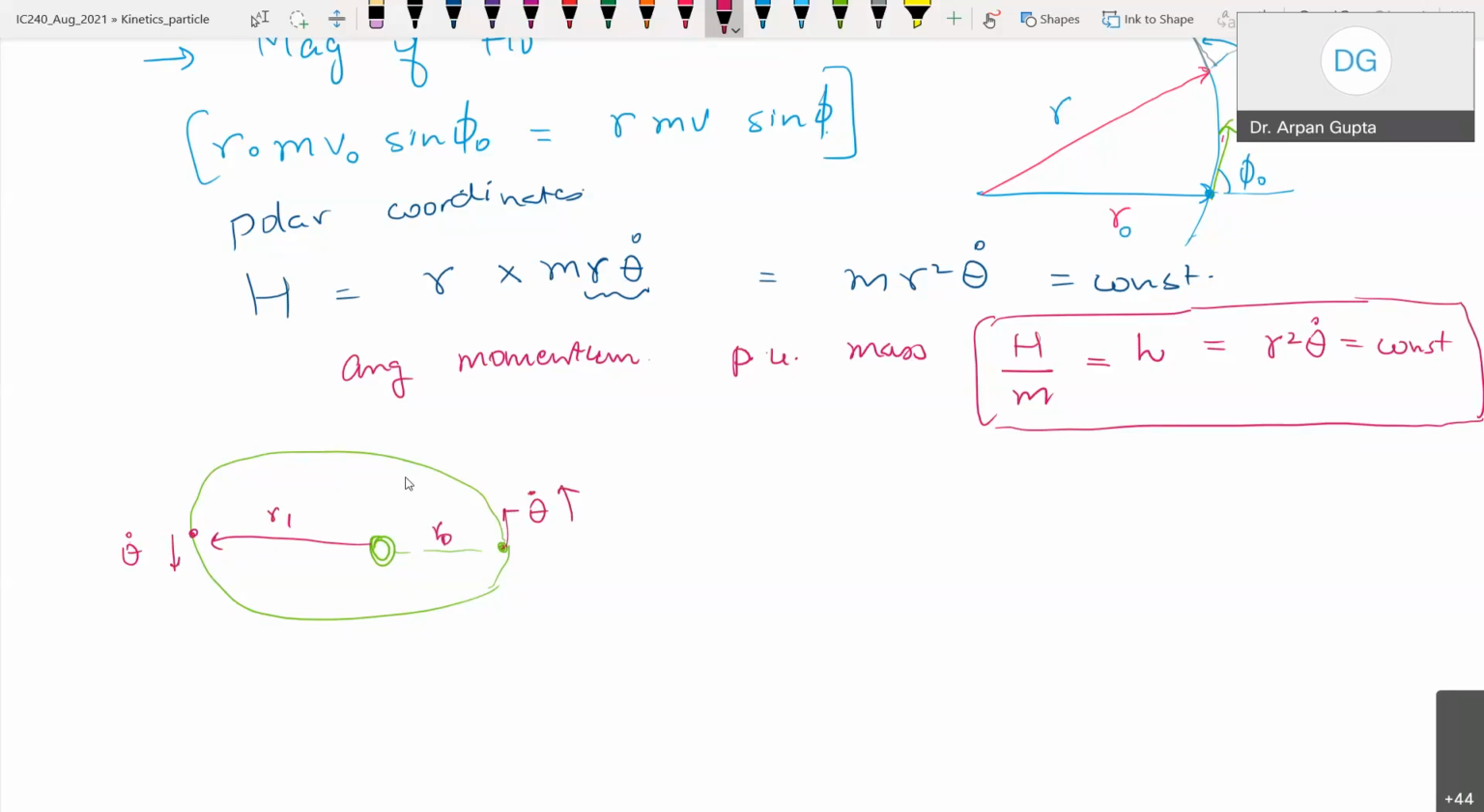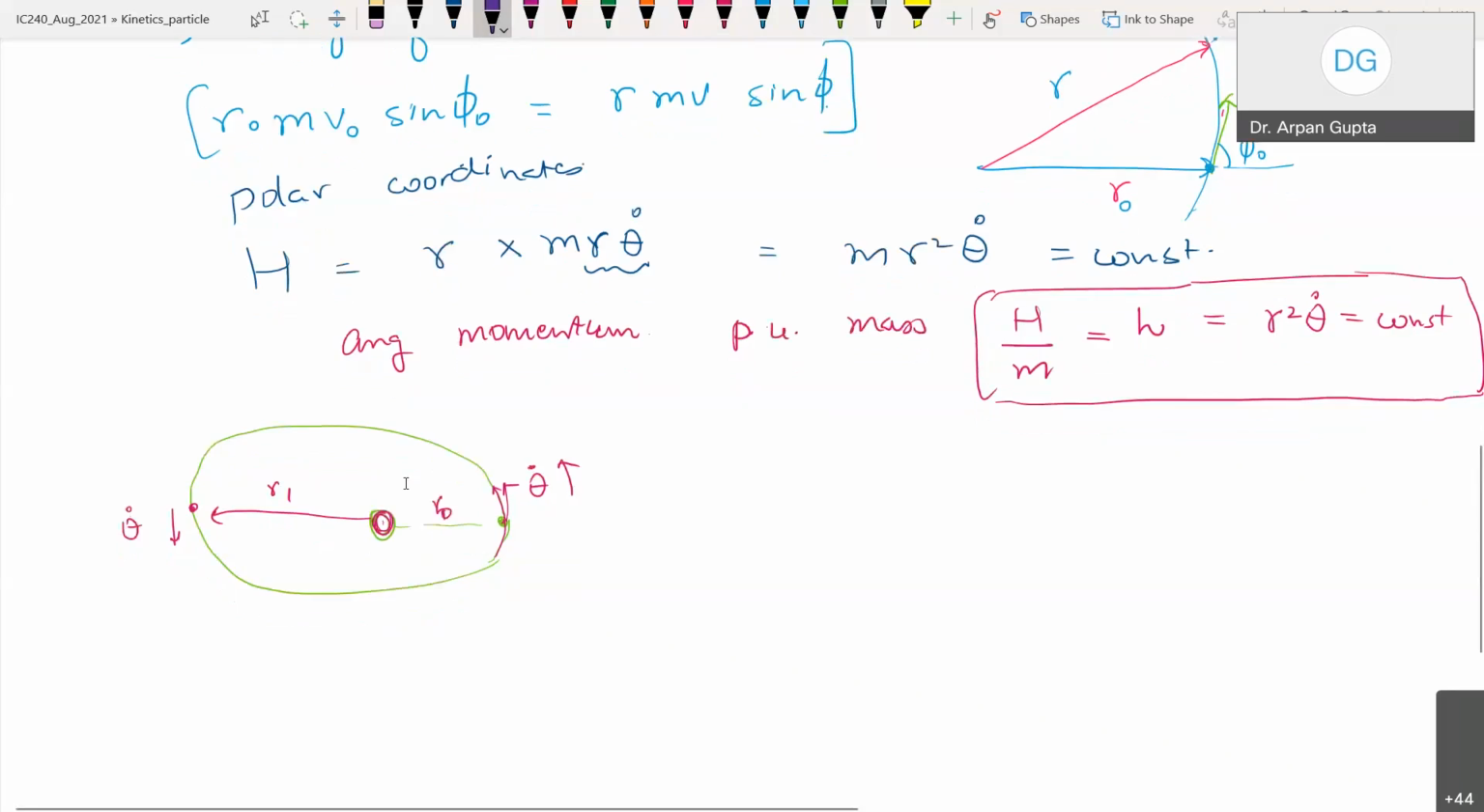So therefore, when the particle or the satellite moves in this region, it is going to move very fast, and when it goes away from the sun or planet, I mean the central mass, the farther it goes away, it will become slower and slower. It will slow down, and that's how this whole thing is going to move. And that's what happens.